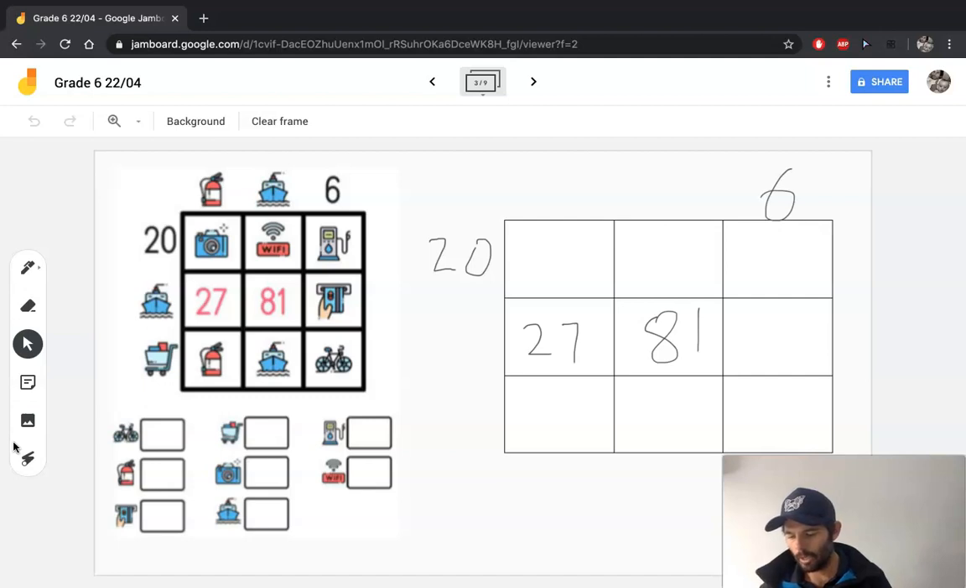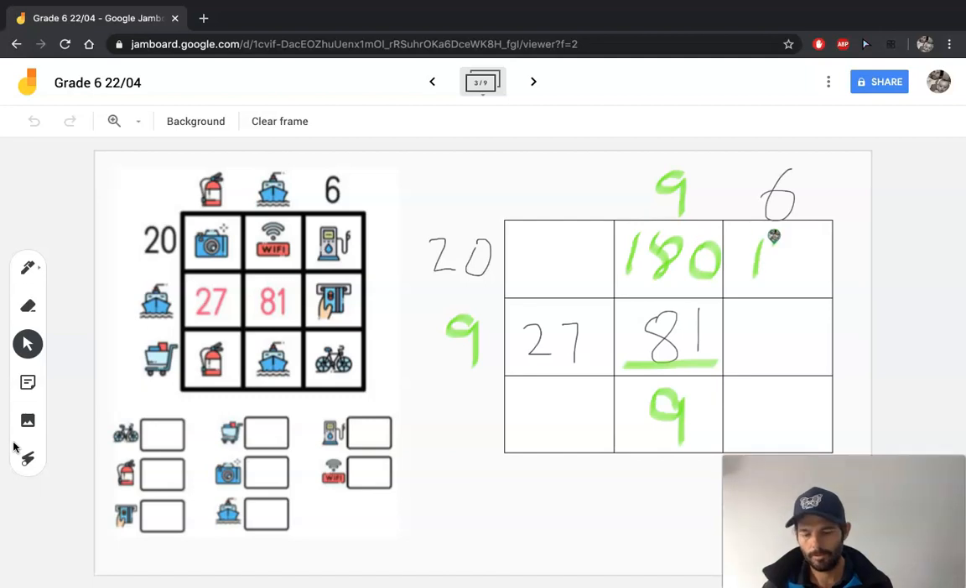Okay, so the first thing I'm going to look at is the boat, because the boat is going to be equal, so I know that 9 multiplied by 9 is going to give me 81. If I know that boat is 9, I can put 9 in there for the boat. 20 times 9 is 180, and 20 times 6 is 120. 9 multiplied by 6 is 54 for the credit card.